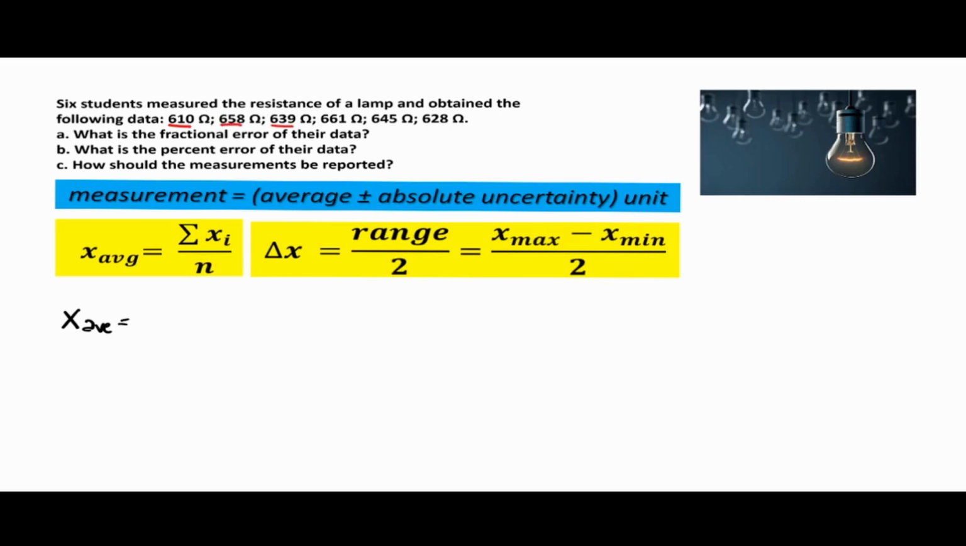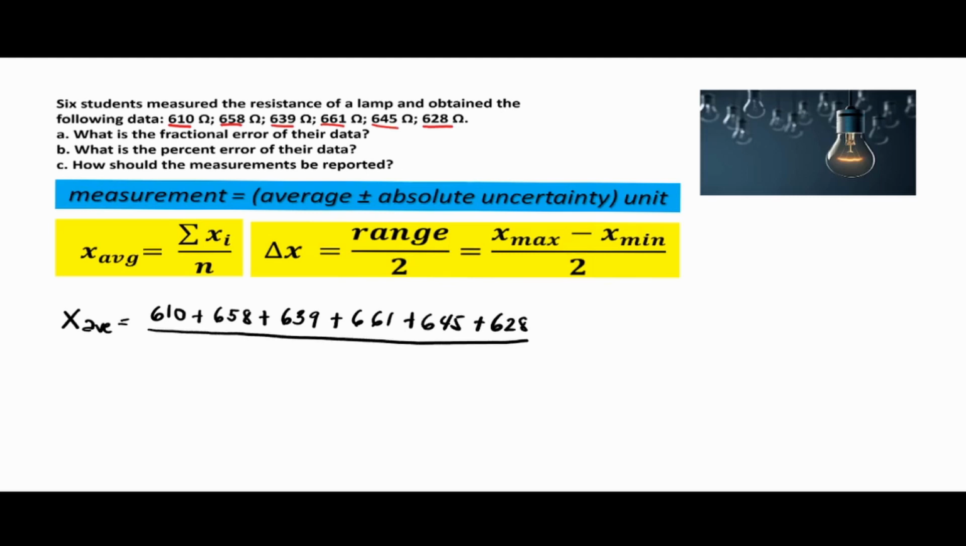So here, for the average of our data, we take all the data or the measurements. So we have 610 plus 658 plus 639 plus 661 plus 645 plus 628. Then we divide it by the number of data or samples that we have. So we have 1, 2, 3, 4, 5, 6 gathered data. So the answer here is 640.17.